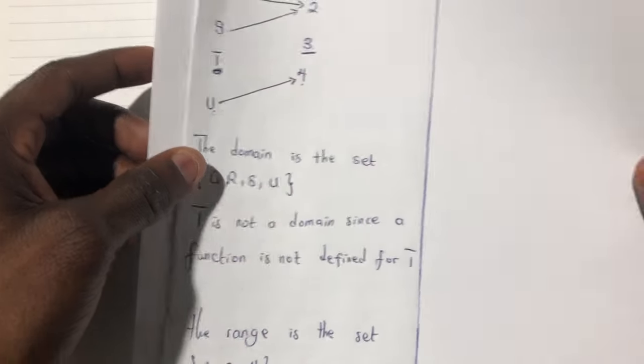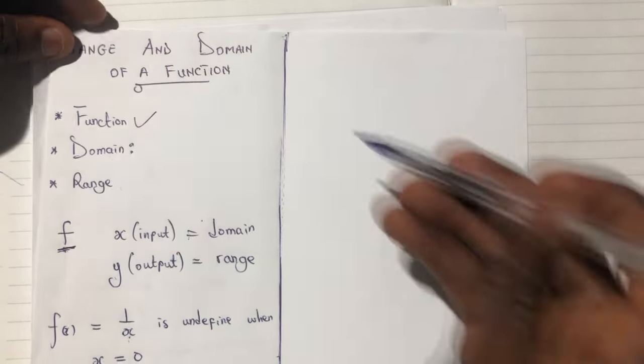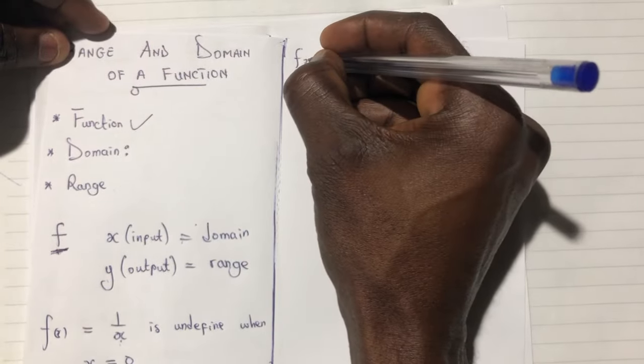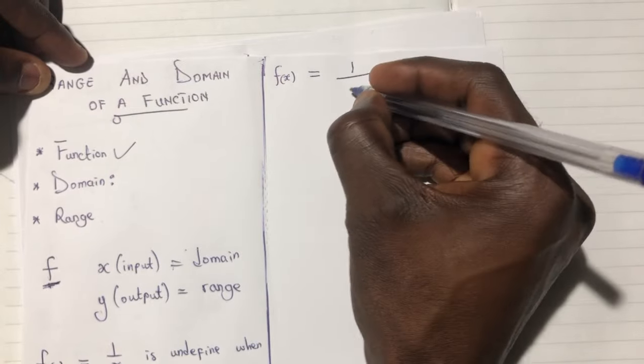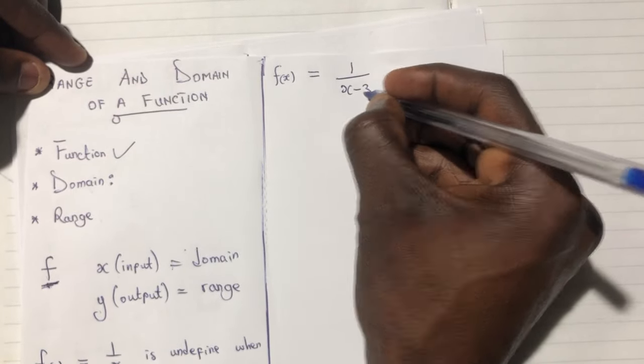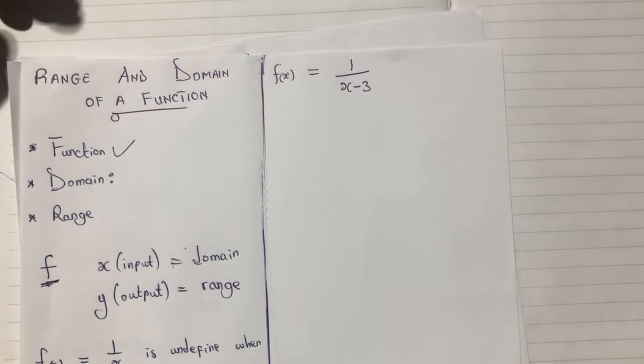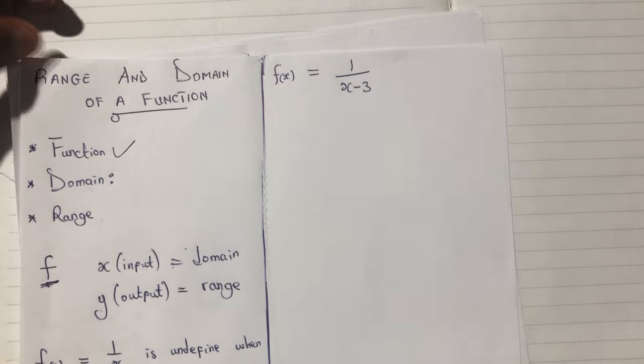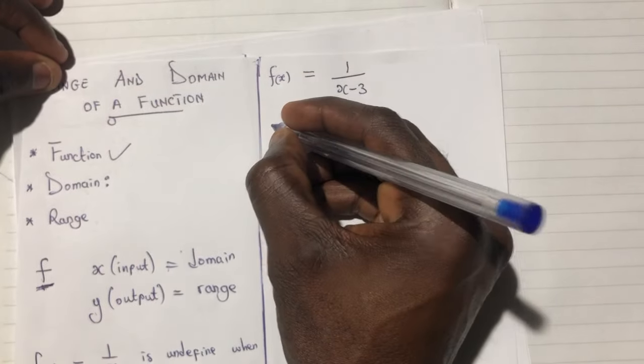So we would take an example and see how we go about it. For instance, if we have a function like f of x equals 1 out of x minus 3, how do we find it? We will be asked to find the range and the domain of the function. So first we find the domain.